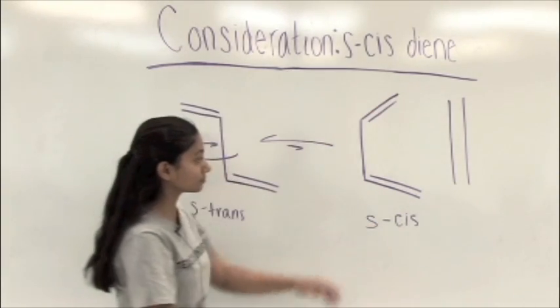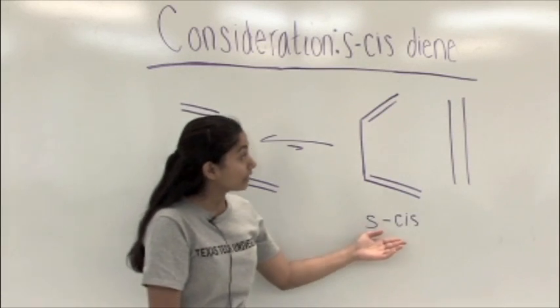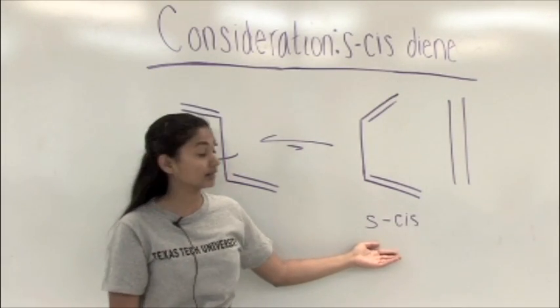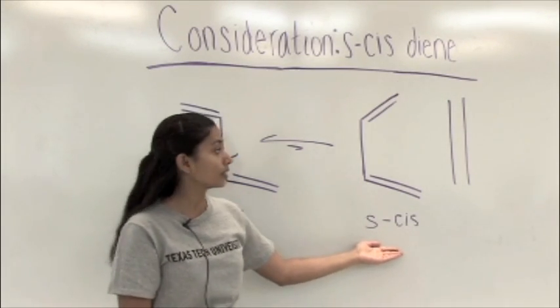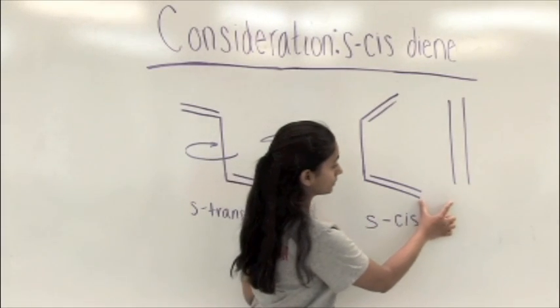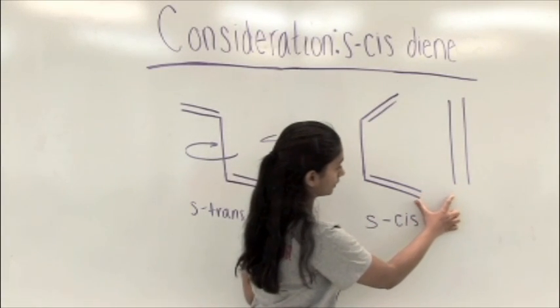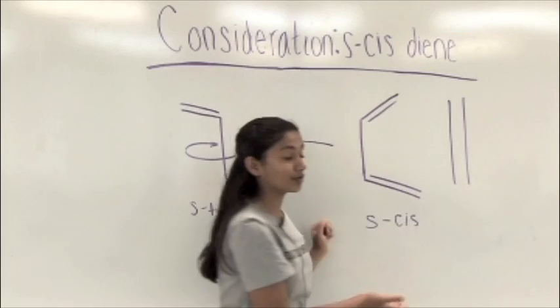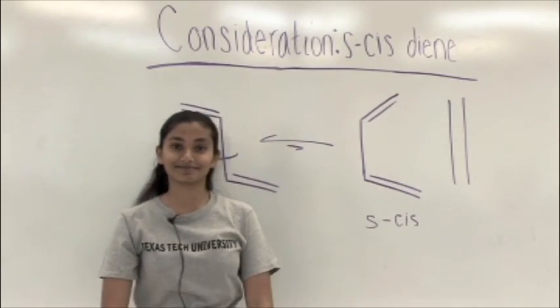The diene must be in the S-cis conformation because the proximity of the dienophile and the diene must be close enough in order for a reaction to take place.